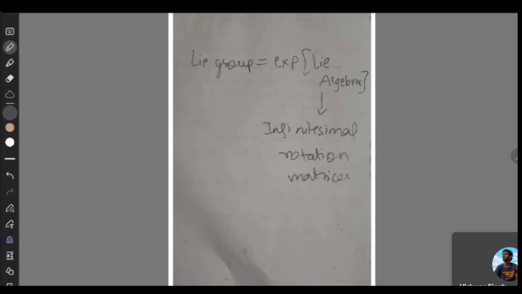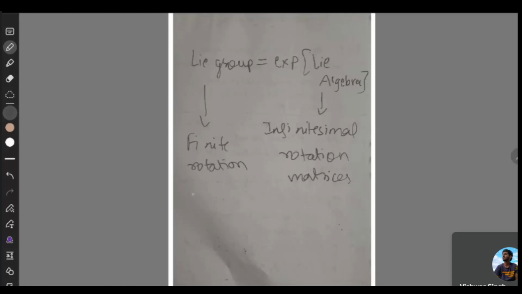Lie group. I hope you can see what I'm scribbling. Yeah, it's visible. So Lie group is, for the purpose of this talk, and mathematicians will not like this definition, this is a very naive definition, but for us it works, Lie group is exponential of Lie algebra. So all elements in the Lie algebra represent infinitesimal rotations, very small rotation matrices. And this Lie group side represents finite rotation matrices, so rotation by a finite amount.